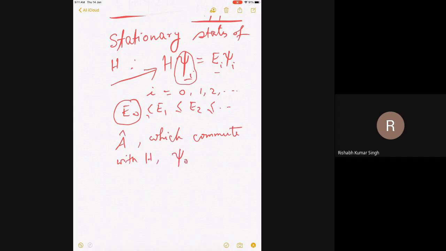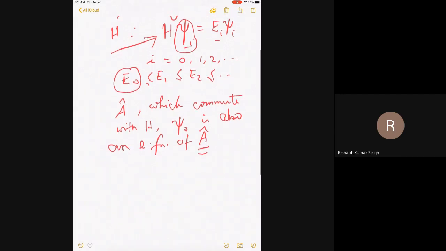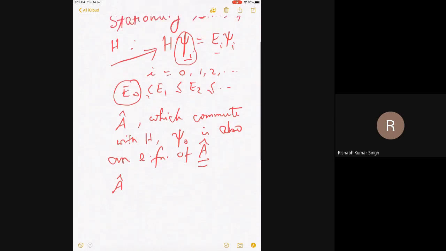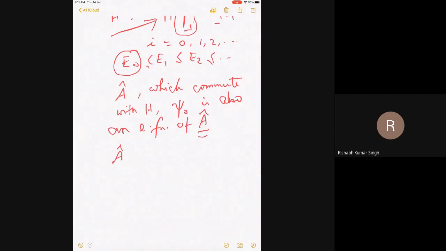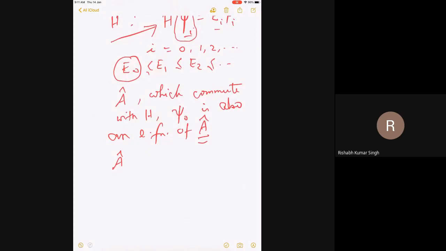psi 0, or psi i, whatever, is also an eigenfunction of the operator A. This is something we have learned from basic quantum mechanics: if two operators commute, they have simultaneous eigenfunctions. In which case, it's very easy to measure the value of the operator A; that's the corresponding eigenvalue. I'm now talking of other operators. Obviously I have solved this eigenvalue equation of the Hamiltonian, but that gives me only energy. We want to calculate many other properties, so that is why I'm talking of other operators. If it commutes, then it is very simple.